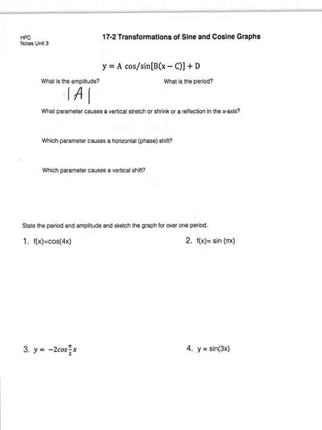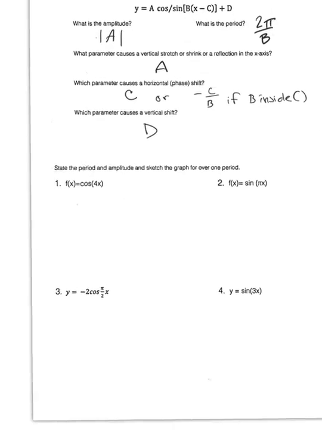The formula for period is 2 pi, because that's the period for a regular cycle of sine and cosine, divided by B. B is the number in front of the x, whether there's parentheses there or not. A vertical stretch or shrink is A. That's also your amplitude. Horizontal or phase shift is going to be C. Now, if B is inside the parentheses, you're going to do the opposite of C over B. Vertical shift, up and down, is obviously going to be D.